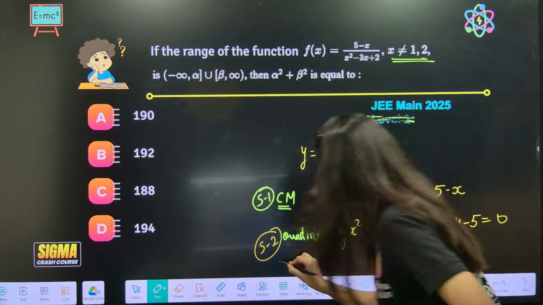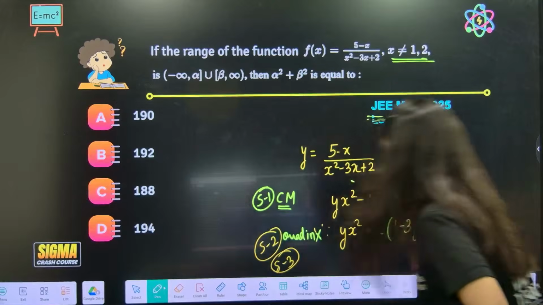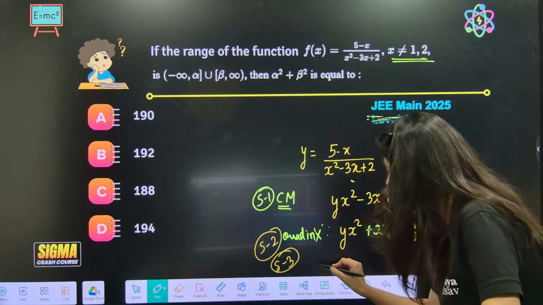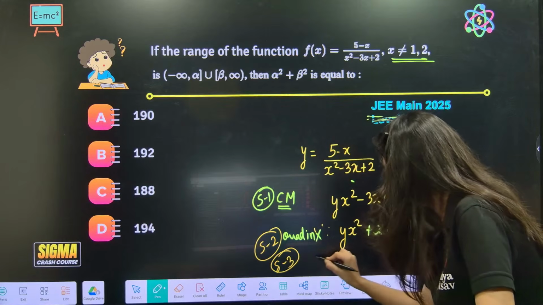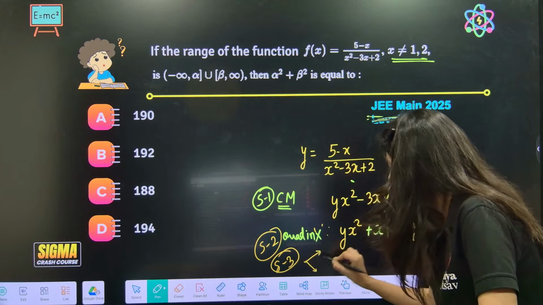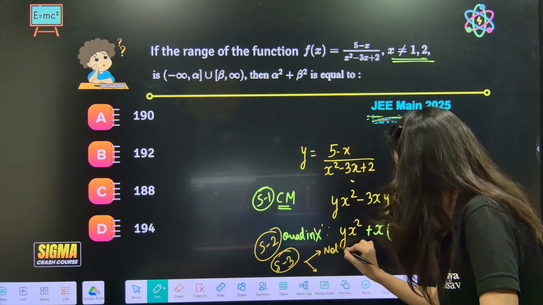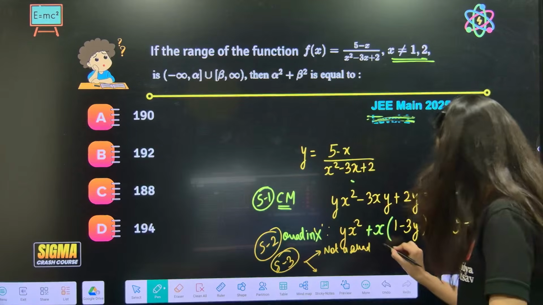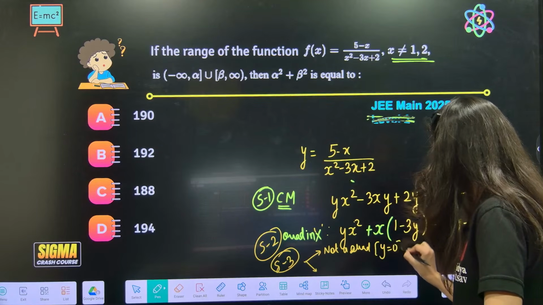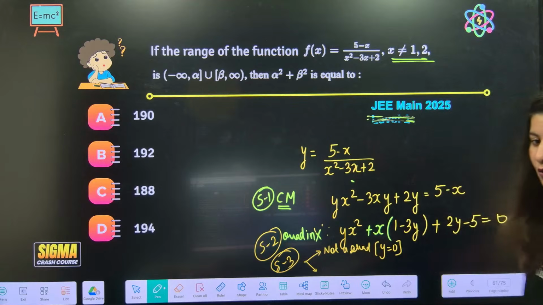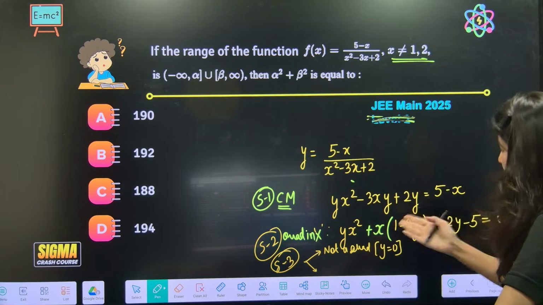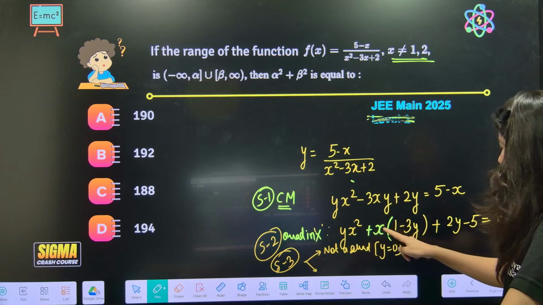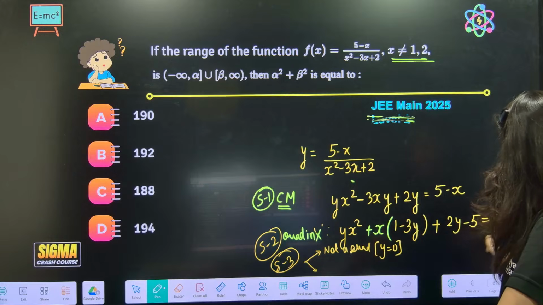Now step number 3, take two cases. When it is not a quadratic, but ma'am, it is a quadratic. Wait, can you see if y is equal to 0, then it will not be a quadratic? Yes, ma'am. Okay, so put y is equal to 0, you will realize what will happen. Ma'am, y is equal to 0, this is gone. So this is x minus 5 is equal to 0.